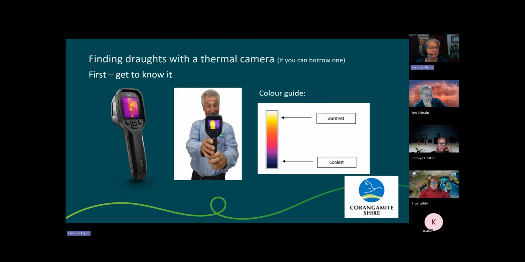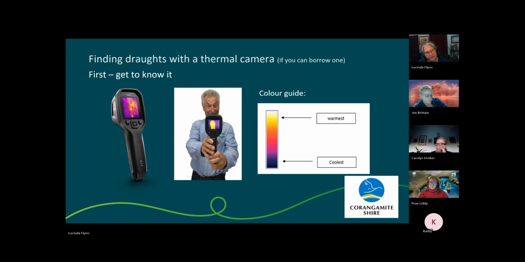If you're able to borrow a thermal camera from the energy kits from the library, first of all, you need to get to know it a little bit. So it's a color-based system, and the way they work is they show differences in heat and cold in an area. The warm is always shown by yellow, orange. The cool is shown by bluey, purpley.